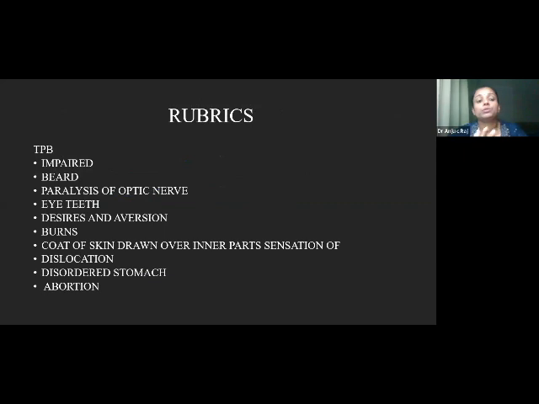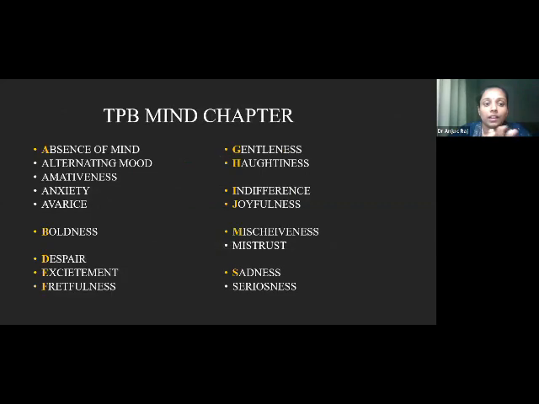Next, we go to some rubrics. Before that, it is a request from me. Before you have the repertory, the BTP is a small book. So if you learn by heart the mind chapter and intellect chapter, it will be very easy to identify where the symptoms come. To help you, I just mentioned them in alphabetical order. There are almost 17 rubrics here.